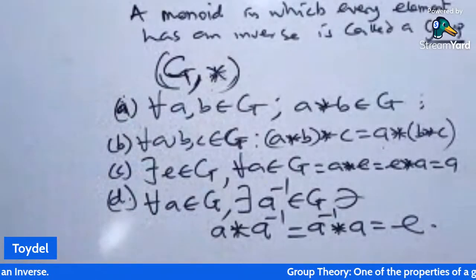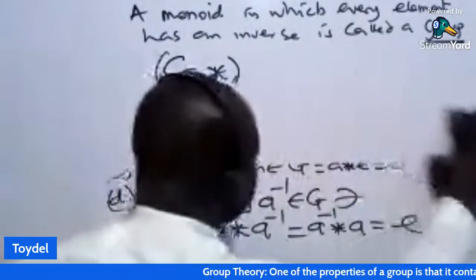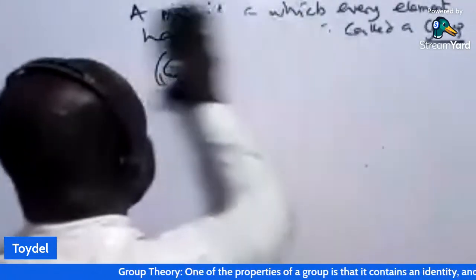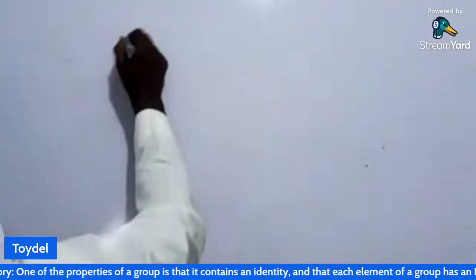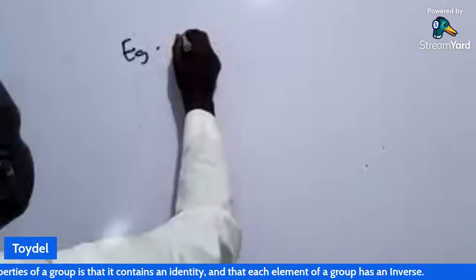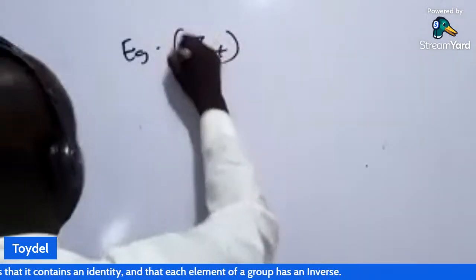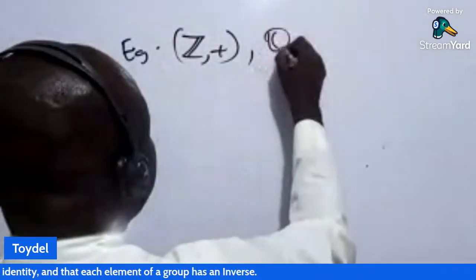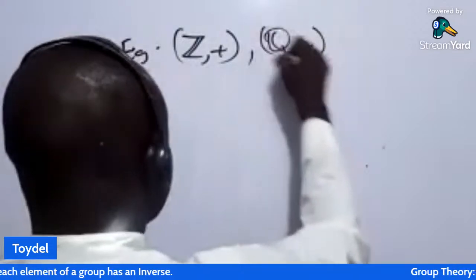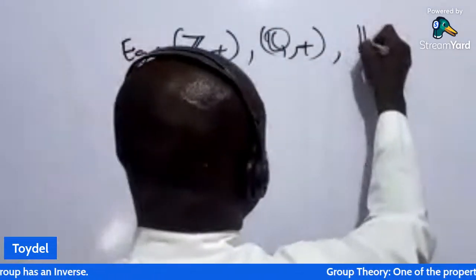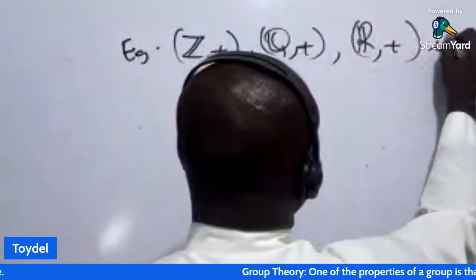So let's see an example of a group. Specific examples of a group: integers under addition is a group. Rational numbers under addition is a group. Then real numbers under addition is also a group, etc.